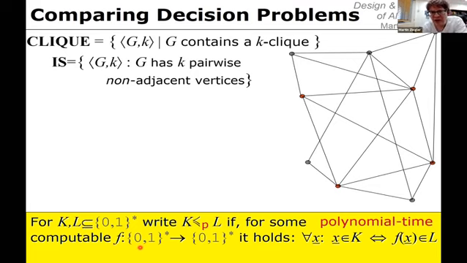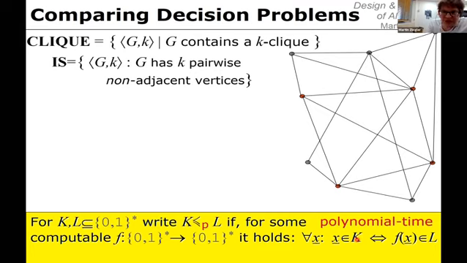Whenever the graph has a clique of size k, then its complement graph has an independent set of size k, which is one direction of this implication, right? So x here stands for the binary encoding of the graph under consideration. And we also have the converse. Whenever the translated graph, the graph with edges flipped, has an independent set of size k, then the original graph has a clique of size k. So indeed our example above is an illustration of the notion of a polynomial time reduction.